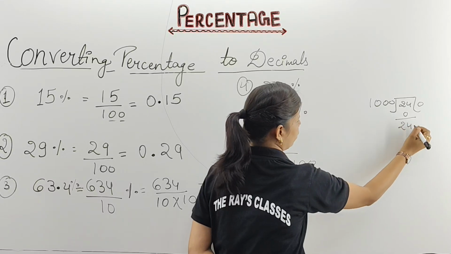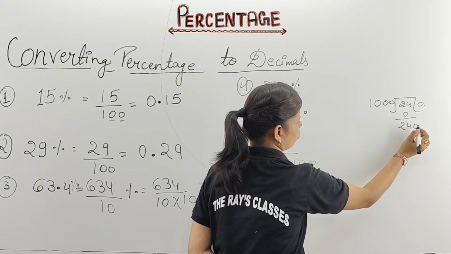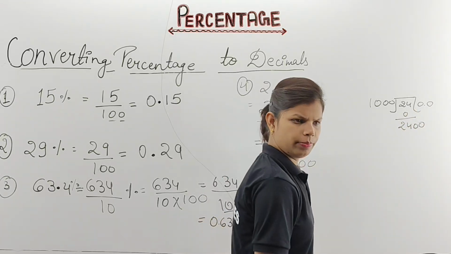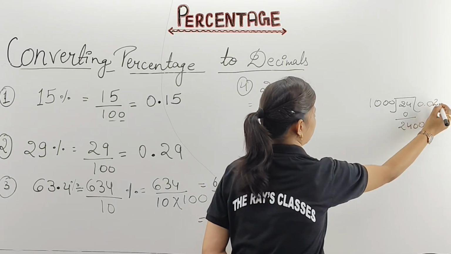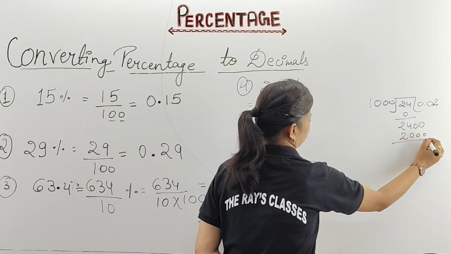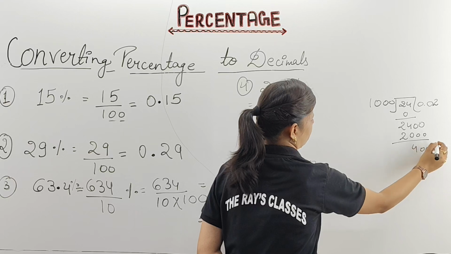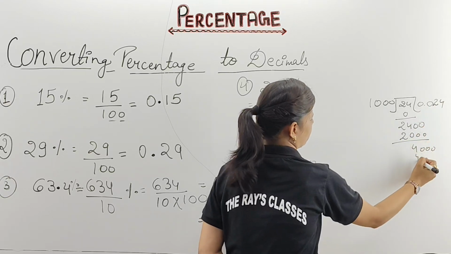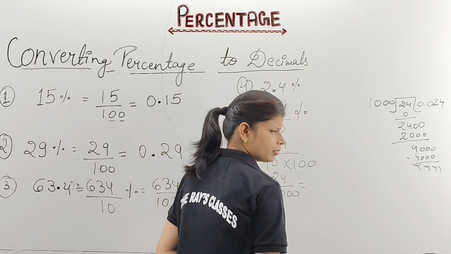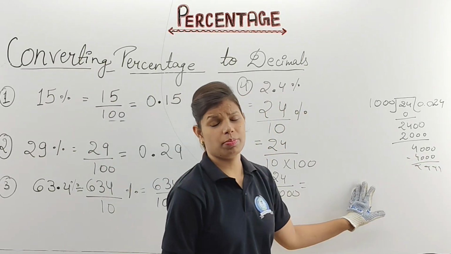Then 24. Then point. Then 0. Then again it will not go. Then 0. Then this one. Clear, no? Then again it will go for this one. And here 2000. Then here 400. Then again here 4. And here it will be your 4000. Like that. But this method you are not supposed to apply all the time.